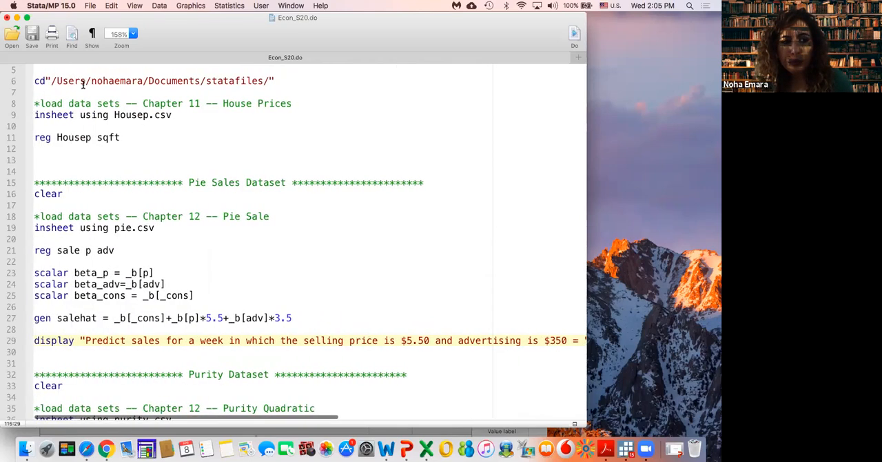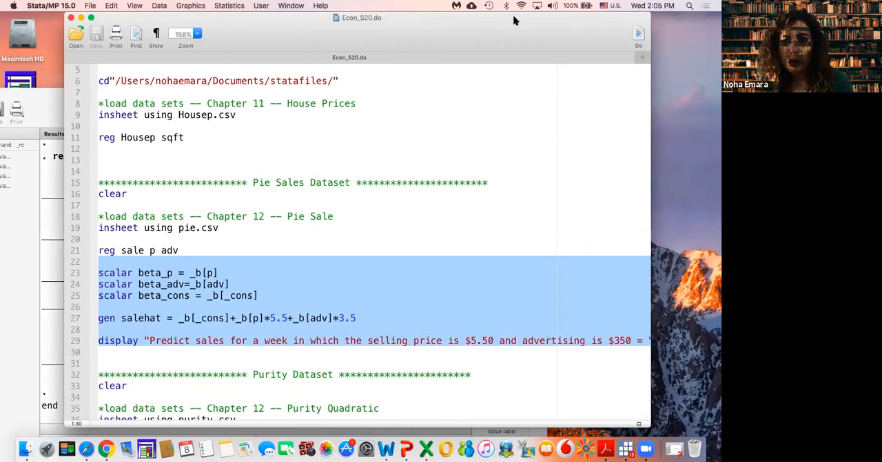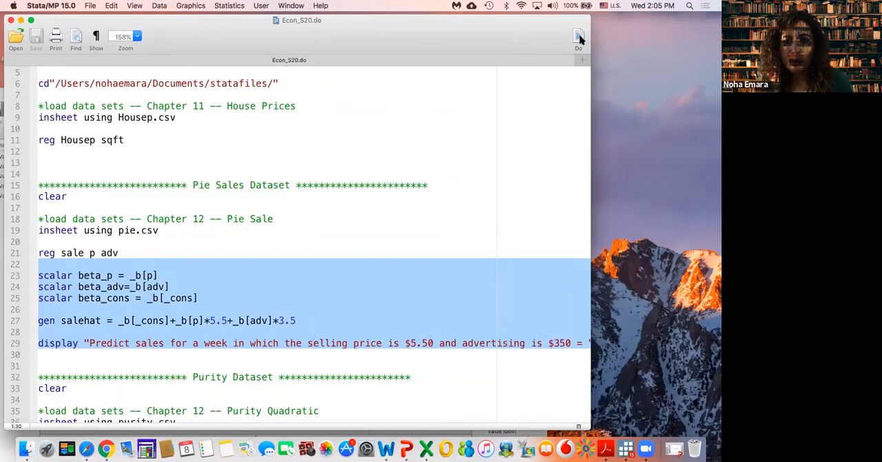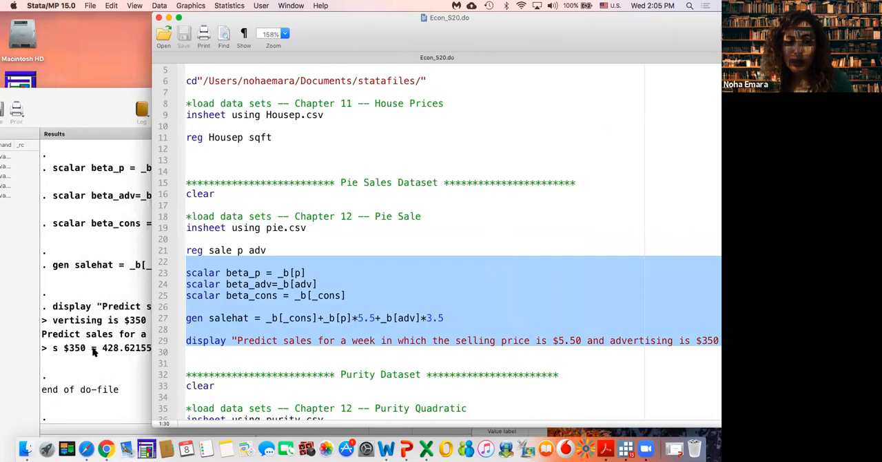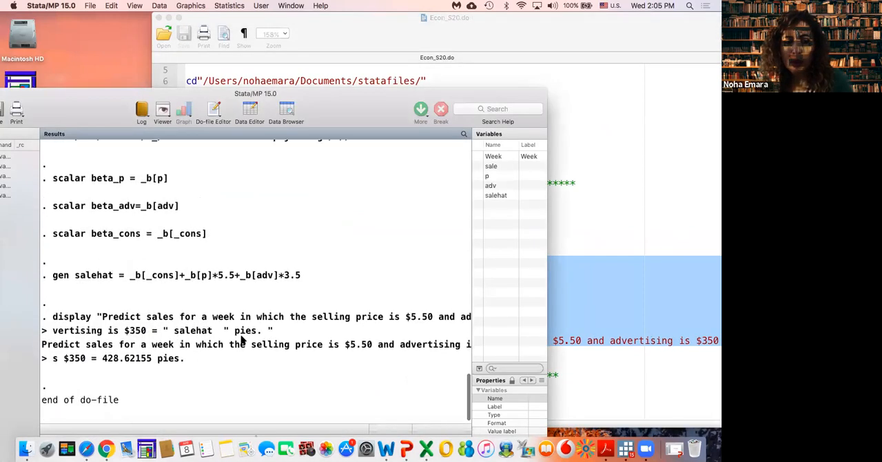I'm going to save this. So we did the regression. Now this is the step where we're extracting the coefficients, putting them into a new variable called sale hat, and then displaying the results. The display command is nice because it gives you one sentence: the predicted sales is equal to the same number that we got on the slide.